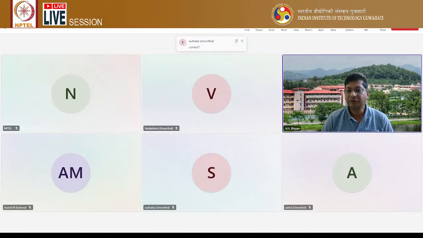One question from Sudhakar: autonomous vehicle not approved. I don't understand what the meaning is. What is your question? Can you explain what the meaning of this is? The autonomous vehicle.